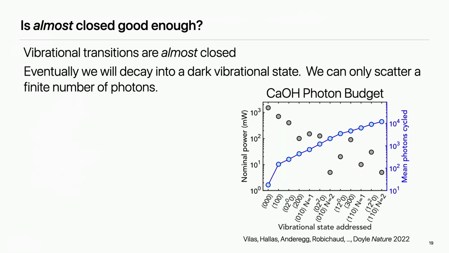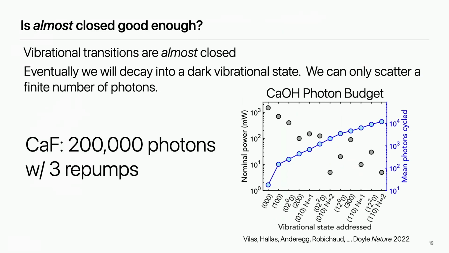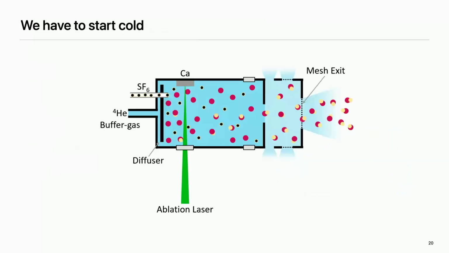All right. So just to hammer this home, people have used direct laser cooling with CaOH, right? With CaF, your vibrations are this. With CaOH, you have this vibration, this vibration, and vibrations in and out of the plane. So they need about 12 lasers, and they can cycle about 30,000 photons. With calcium fluoride, we can cycle about 200,000 photons with just these 3 repumping lasers for the first few vibrational levels. But because you have a finite photon number, that means you have to start cold.